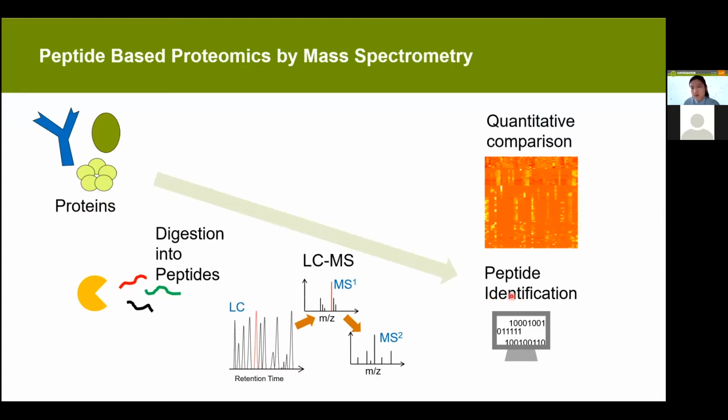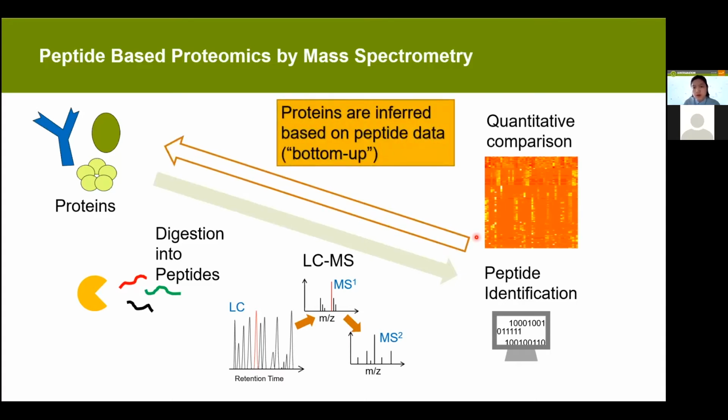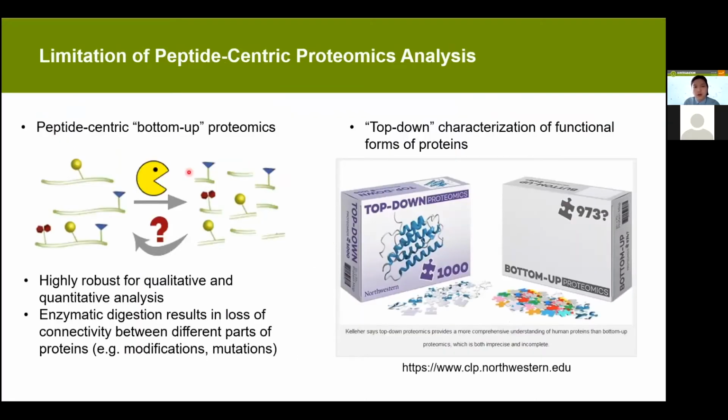And with informatics tools, we can automatically identify what peptides are in the sample, and this helps us understand what proteins are in the sample. This analysis can also be performed quantitatively to help us understand the relative abundance of proteins in the sample. Those analyses are based on the peptide because we're inferring the presence and also the abundance of proteins based on the peptide data we measure. And this is referred to as bottom-up proteomics.